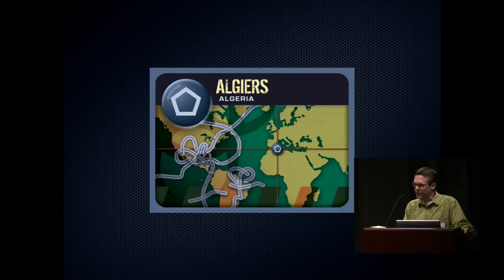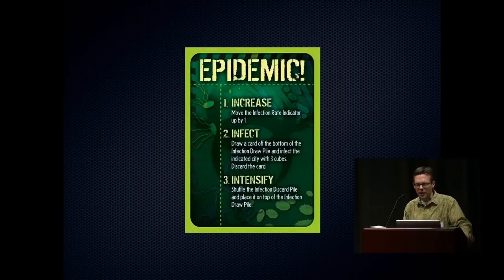And then from time to time, so basically the play proceeds. You take some actions, you infect the board, you take some actions, you infect the board. From time to time, you're going to draw one of these, and this is the nasty card in the game, an epidemic card.